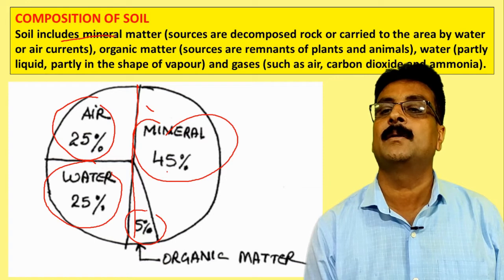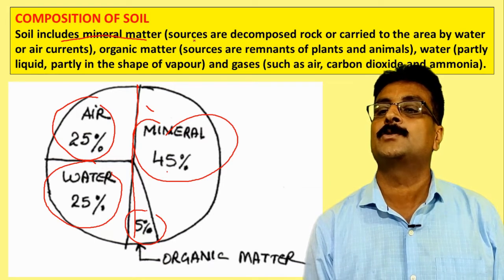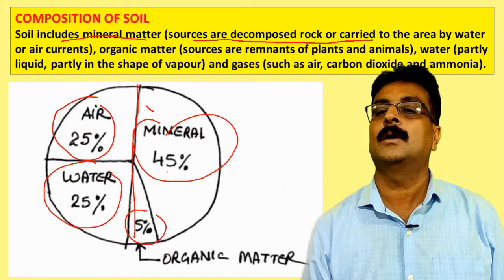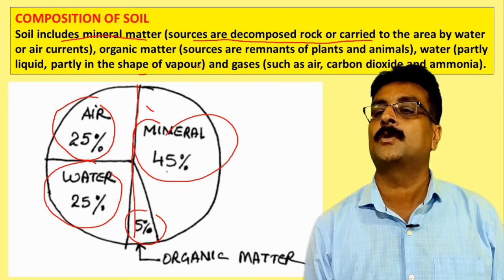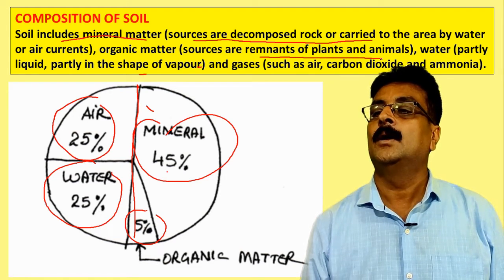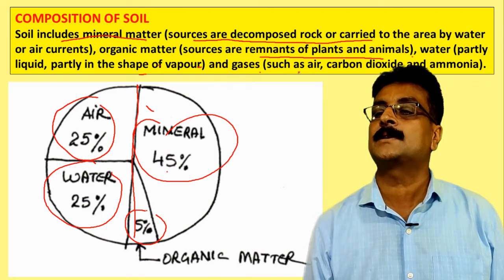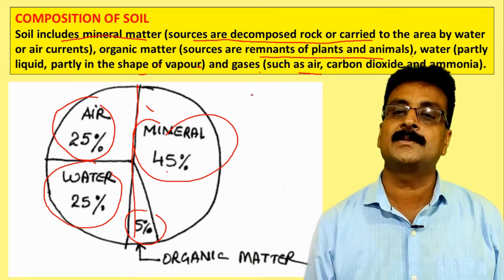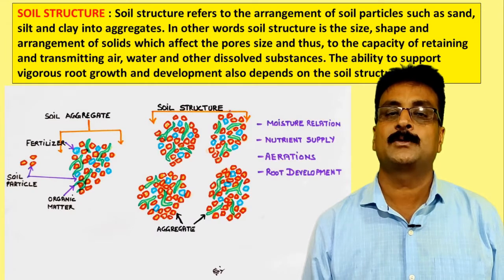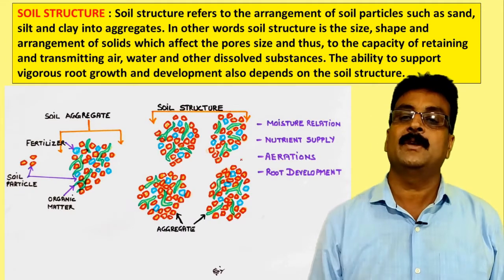Soil includes mineral matter, sourced from decomposition of rock, and then organic matter, sourced from plant and animal. And then water, partly liquid and vapor, and gases such as carbon dioxide, ammonia and other things are there. This is the composition of soil. So that's why soil structure is very, very important.